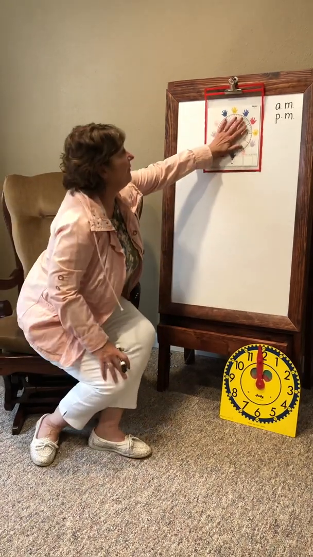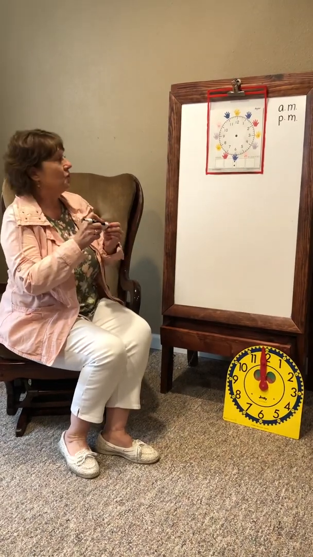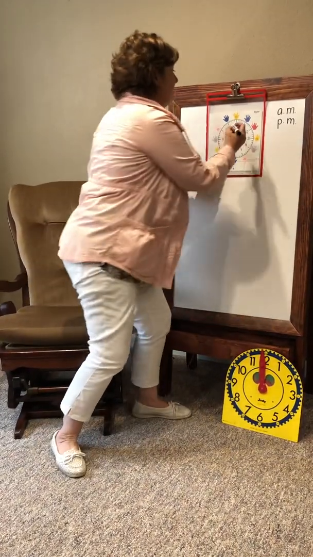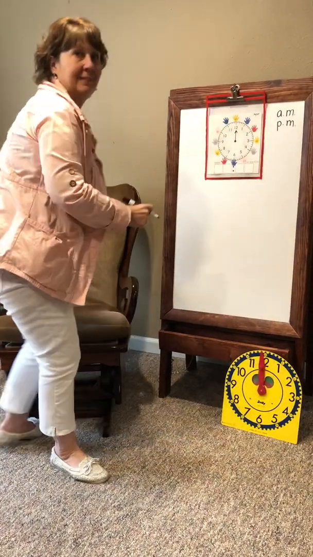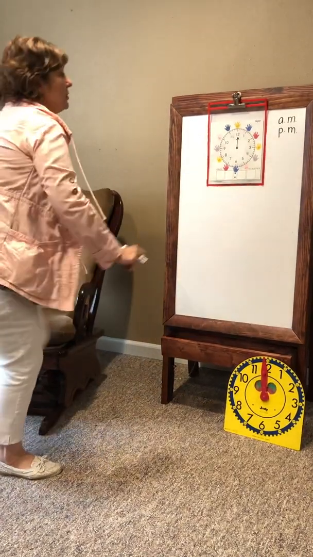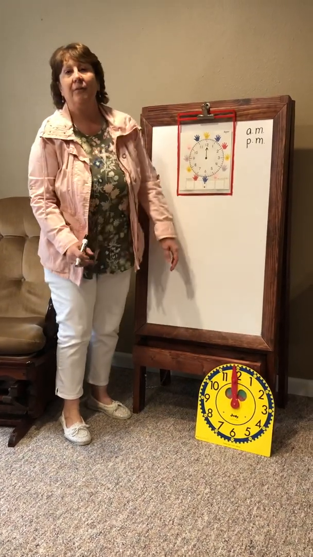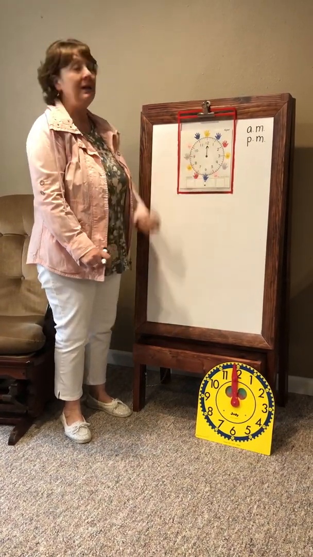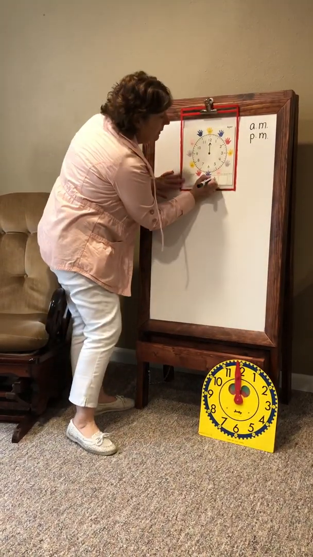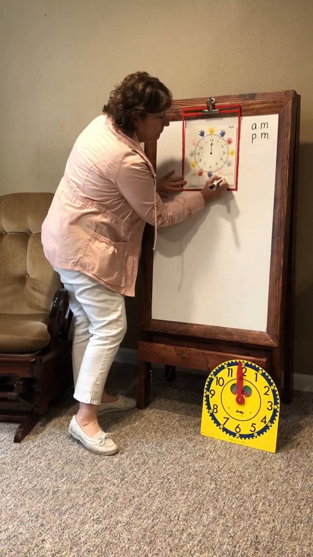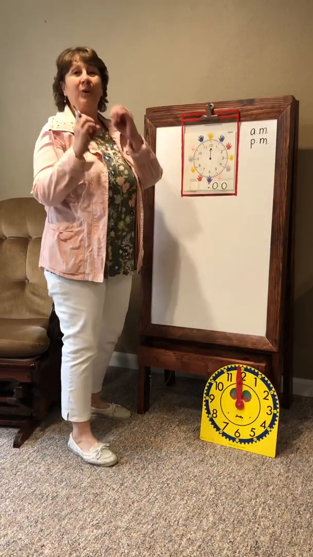And so here we have our analog clock, and I would like to go ahead and put our minute hand up here. Maybe I do need to stand for this. So our minute hand is going to be on the 12, and we're going to leave it there for this lesson. And whenever you see the minute hand on the 12, you think, oh, o'clock. And so on a digital clock, it will have 2 zeros that stand for o'clock.